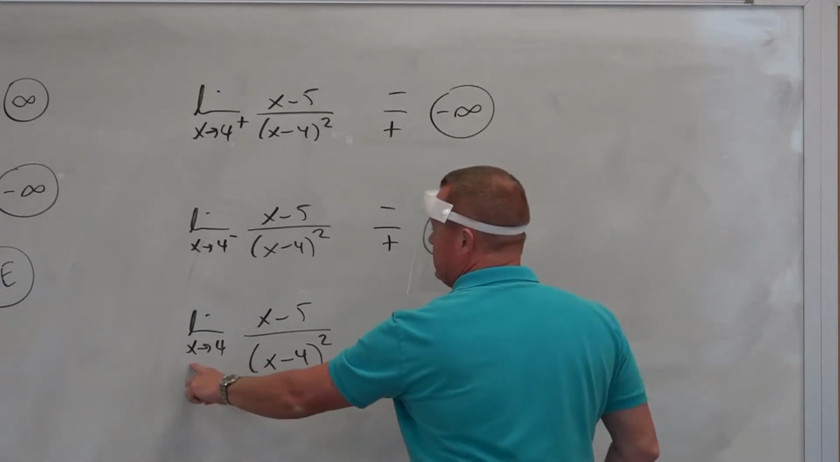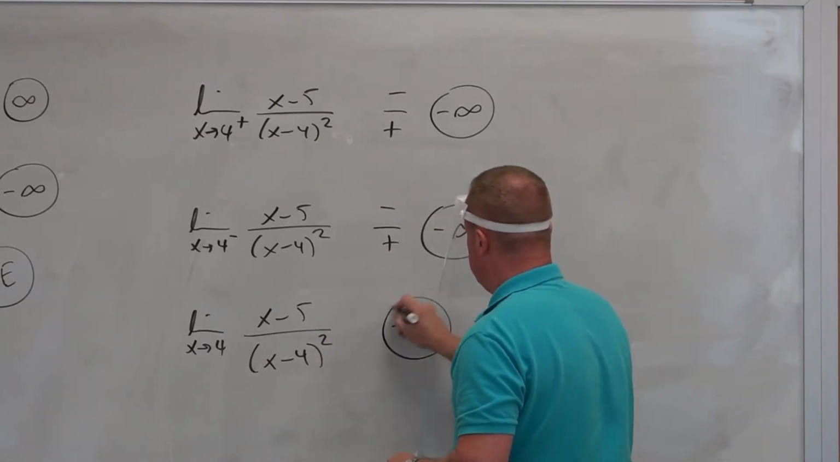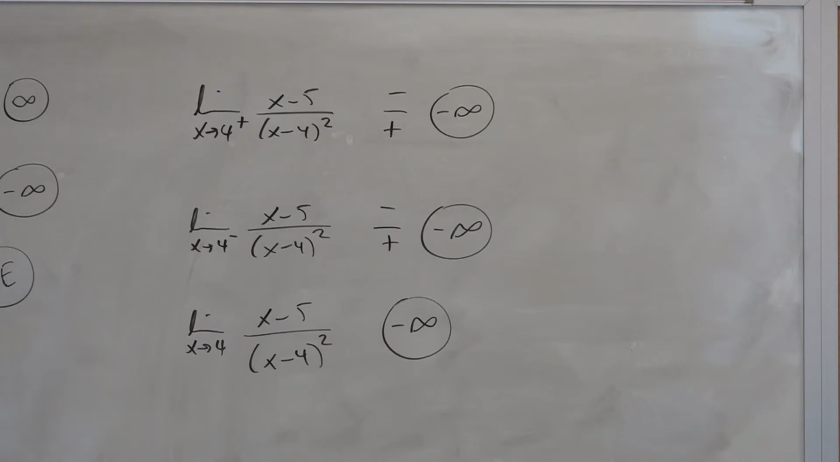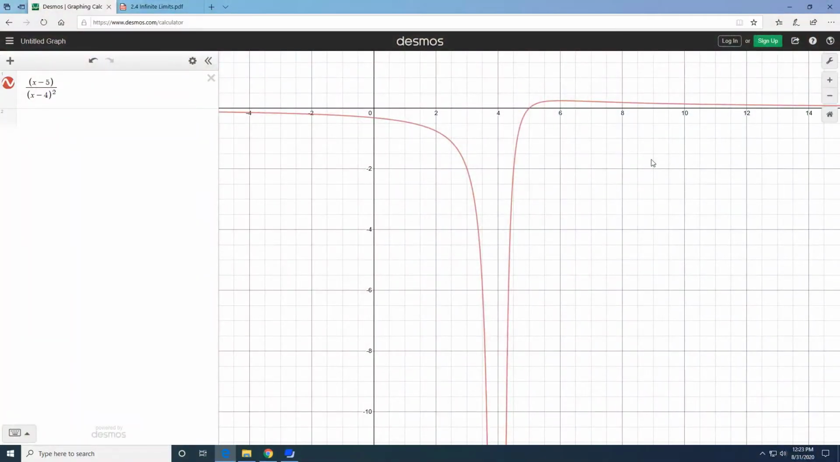So what would the limit as x approaches 4 be? Negative infinity. Okay? Let's graph this one on Desmos real quick over here. Okay? So as we approach 4 from both sides, the y's are going down, negative infinity. Okay? All right, questions about that?